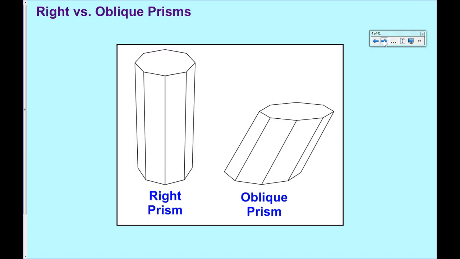Also, a couple more descriptors: right prism versus oblique prism. In a right prism, the faces are normal or perpendicular in every way to the base, and an oblique prism is not. Notice that though still in the oblique prism, the faces are parallel to each other, or the edges are parallel in the oblique prism.